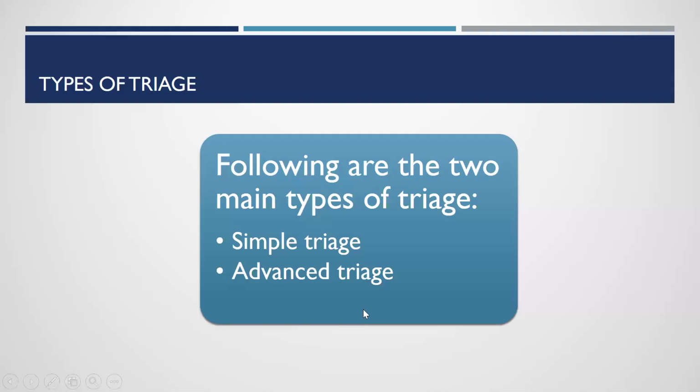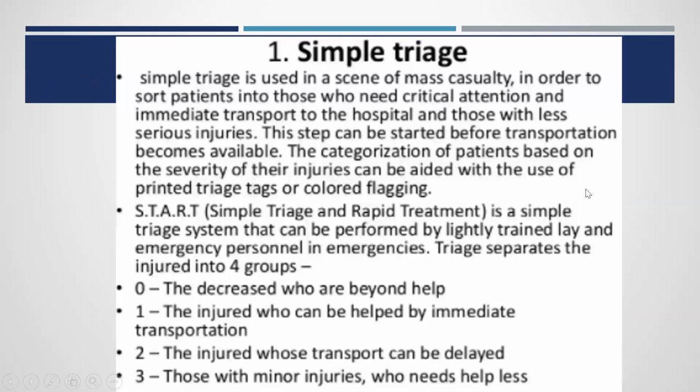There are two types of triage. Number one is simple triage, and number two is advanced triage. Simple triage is used at the scene of a mass casualty in order to sort patients into those who need critical attention and immediate transport to the hospital and those with less serious injuries. This step can be started before transportation becomes available.